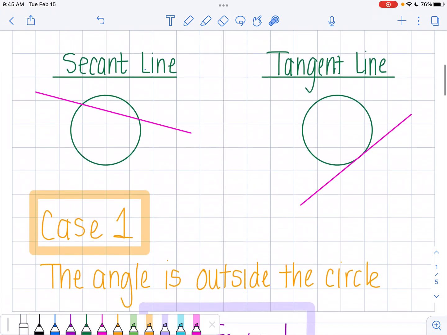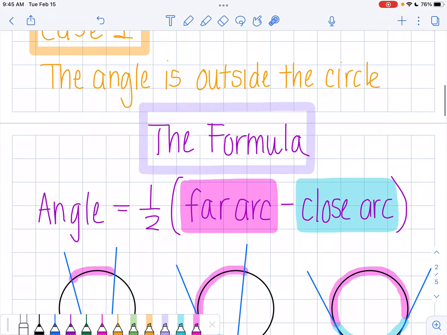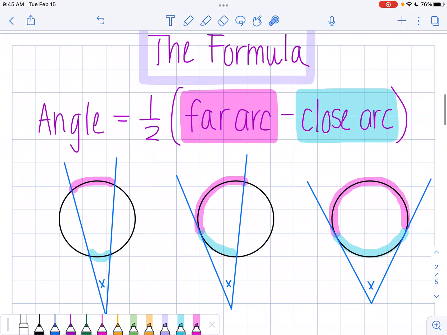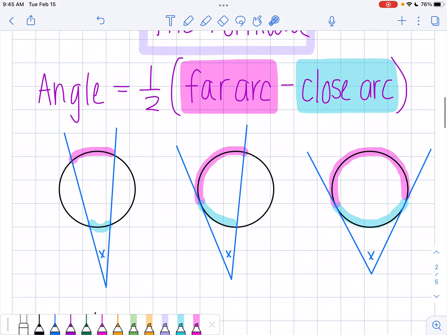Okay, so case one. We're going to have the angle formed outside of the circle, and there are three ways that can happen. We'll talk about the formula in a second. We can have two secant lines, or we can have a tangent line and a secant line, or we can have two tangent lines. The formula is the same for all three of these scenarios.